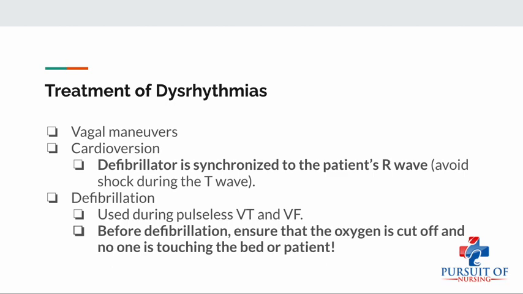You have both cardioversion, which is a lower amount of energy than defibrillation, and then you have defibrillation. With cardioversion, the defibrillator is synchronized to the patient's R wave. You want to avoid shocking on the T wave, because discharging the shock on the T wave could induce ventricular fibrillation. So you definitely want to avoid that.